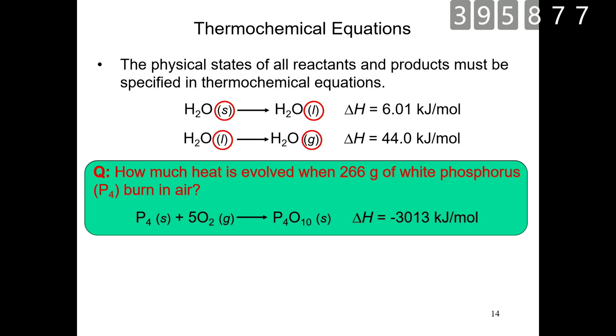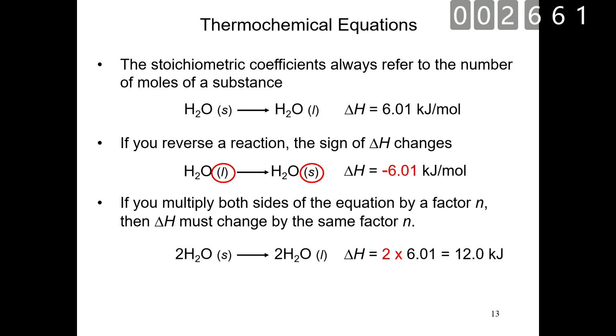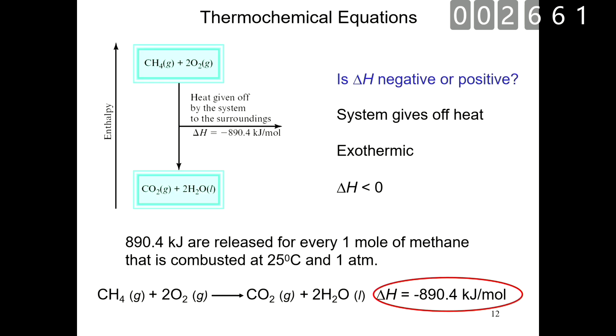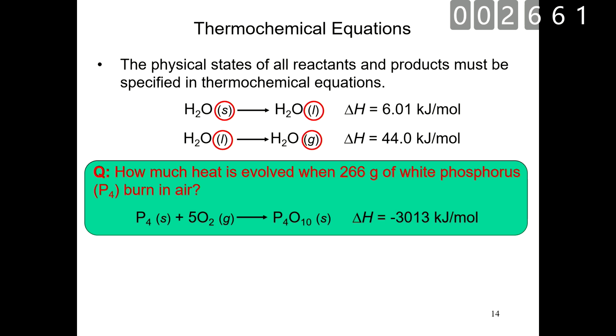moles? Yeah, molar mass of phosphorus. 123.9, so 124. Okay, yeah. Mass over molar mass. So 266 divided by 124. 2 point something. 2 point what?